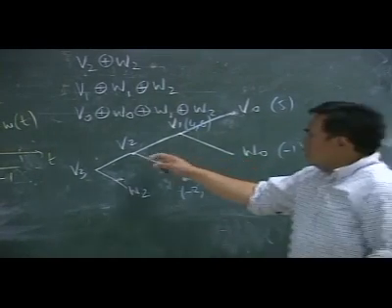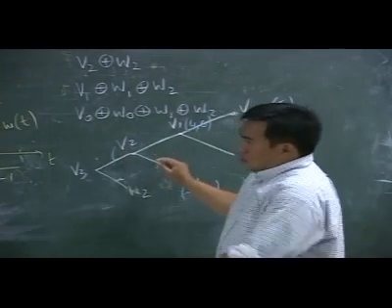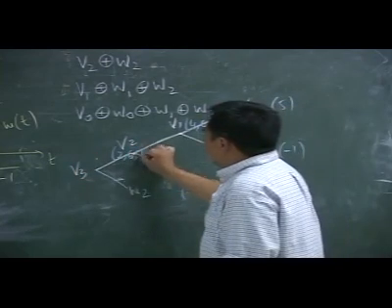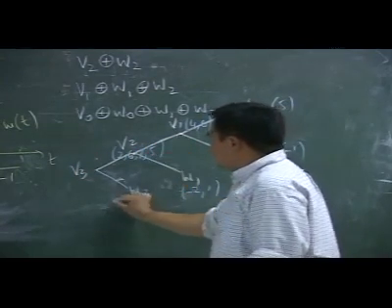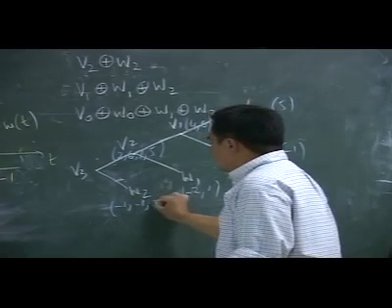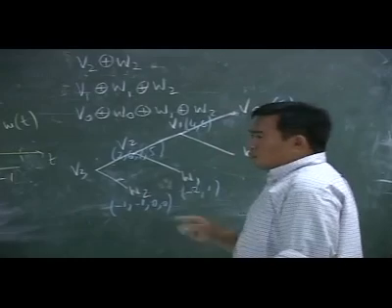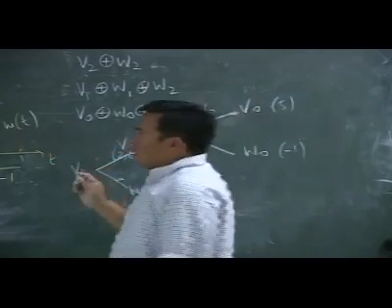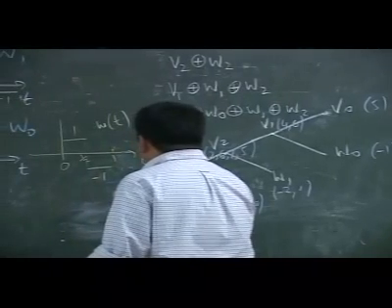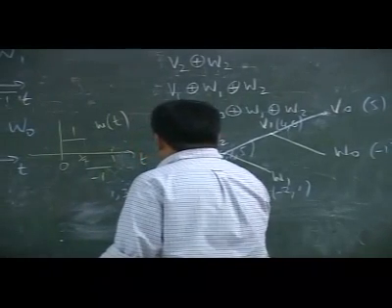Okay, now V2. 2, 6, 7, 5. How about W2? -1, 0. And V3, you know, right? It's 1, 3, 5, 7, 7, 7, 5.